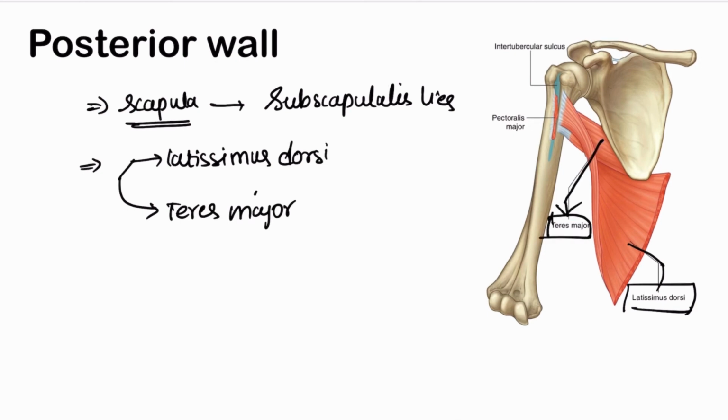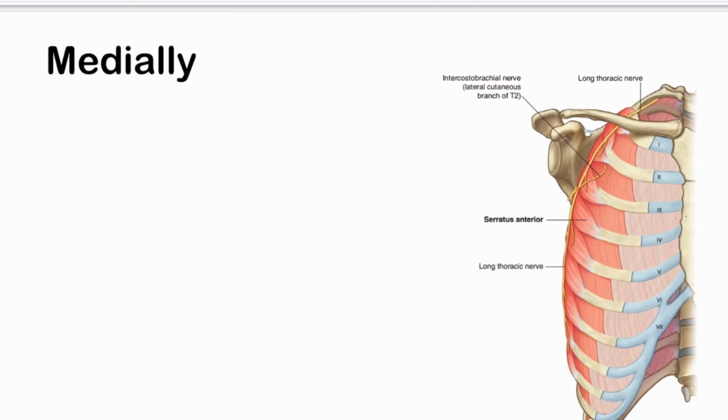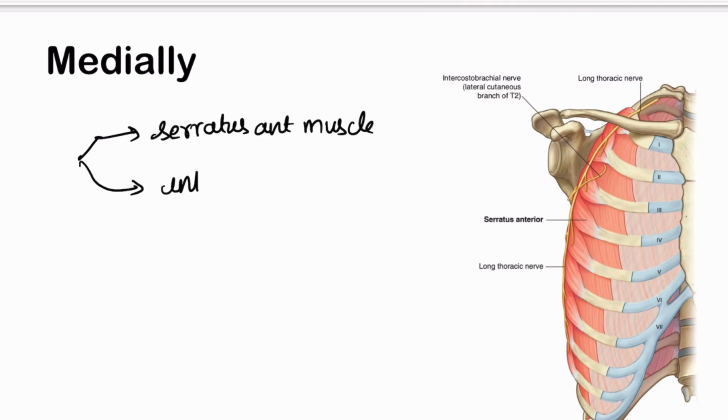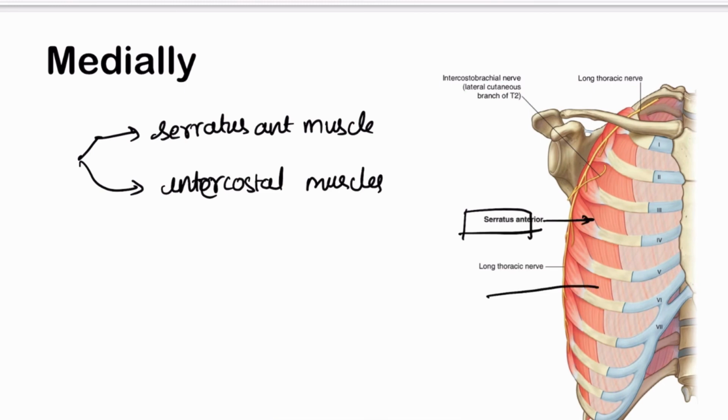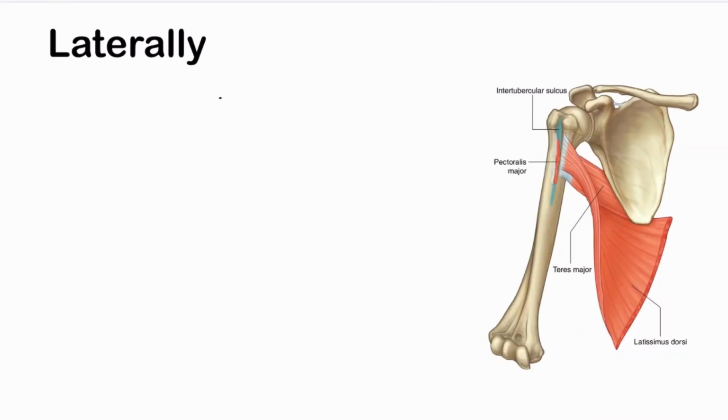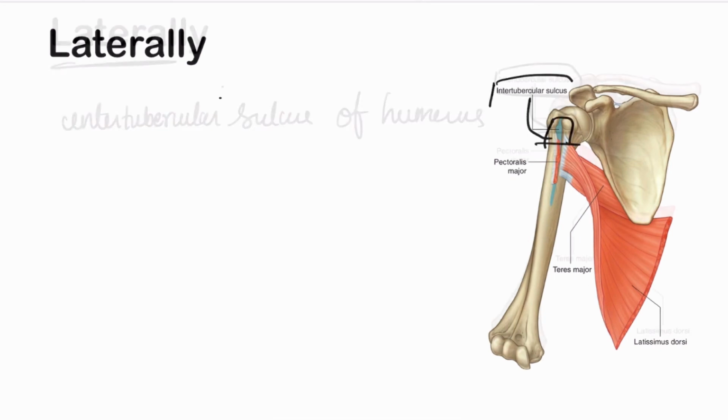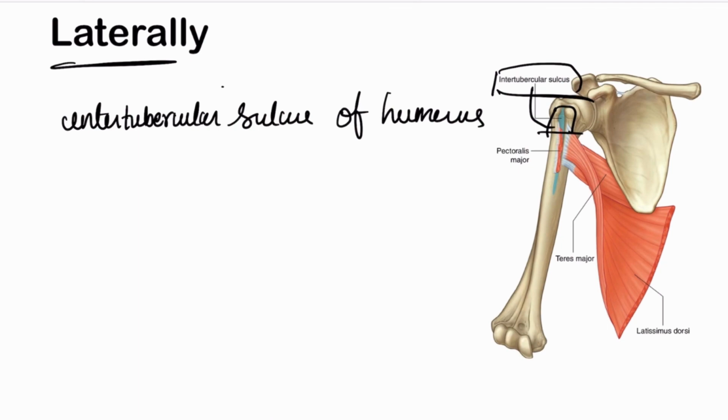Now let us look at the medial wall. Medially, it is formed by the serratus anterior muscle and the intercostal muscles. This is the serratus anterior here, and these are the intercostal muscles. And laterally, it is formed by the intertubercular sulcus of the humerus. This is the intertubercular sulcus of the humerus. That's all about the boundaries of axilla, and the contents will be released in the next video.